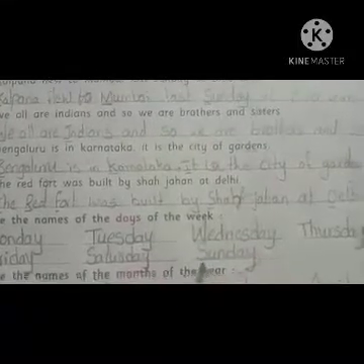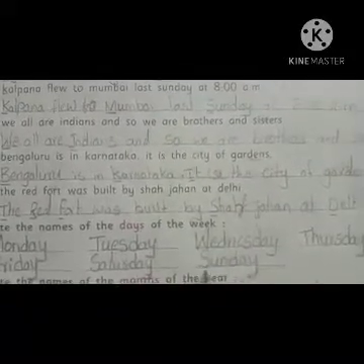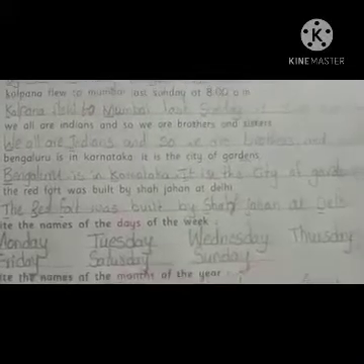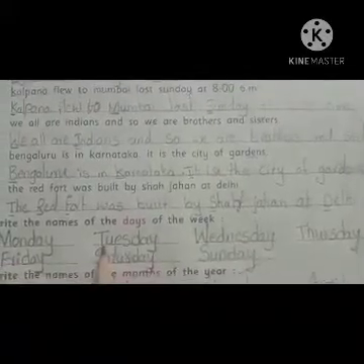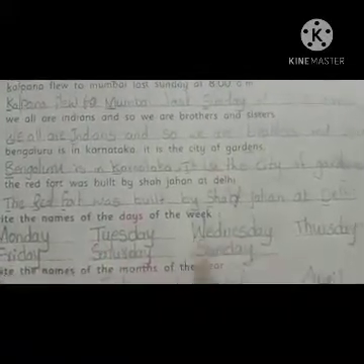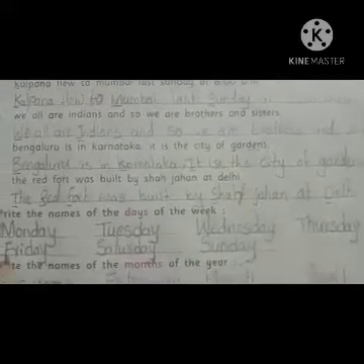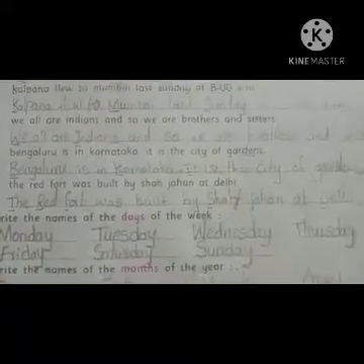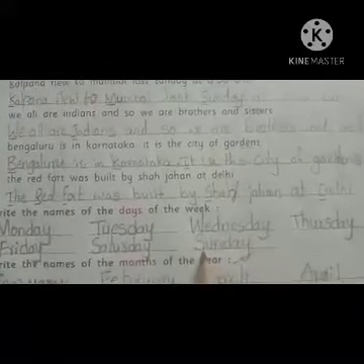The first letter is a capital letter. We have to write the capital letter at first. Here M is the capital letter. Here T is the capital letter. W. Here also T, F, S, S. These letters are the capital letters.